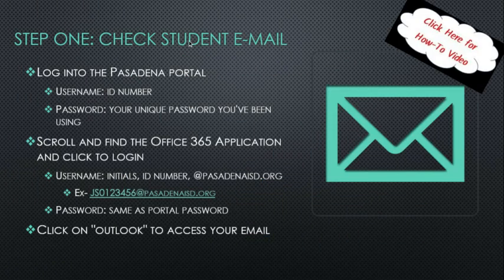Step one is to check your student email. Go ahead and make sure that you have a new tab open so you can try to do all these things yourself. There is a video here you can click on, and it shows you exactly how to log into your student email and a bunch of different important buttons on your email so you know how to use it correctly. There's also directions here to log into your Pasadena portal with your regular username and password. You're going to find the Office 365 application, click to log in, and then you're going to click on the Outlook to access your email. So go ahead and pause this, watch this video, and then come back here once you've checked your email.